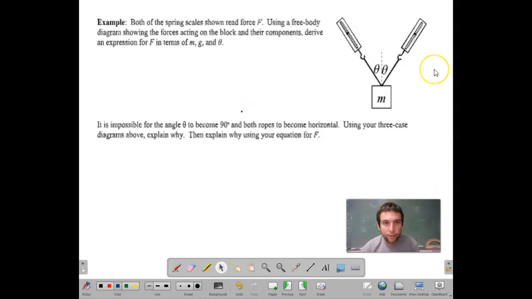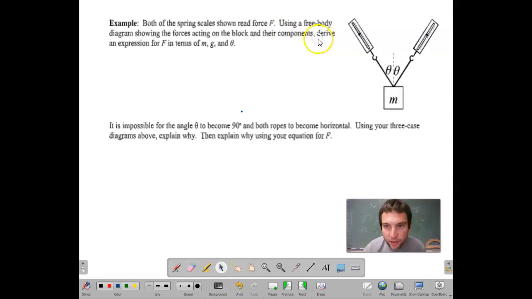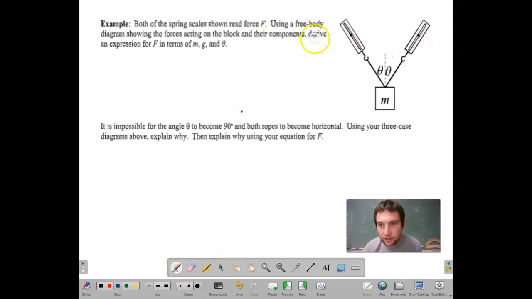So moving on, both the spring scales read force F. Using a free body diagram showing the forces acting on the block and their components, derive an expression for F in terms of m, g, and theta. Remember what derive means: show all of the steps to get an equation, which is what expression means, for F. So we're solving for F, and we need to have lowercase m, g, and theta in it, and nothing else except for constants.